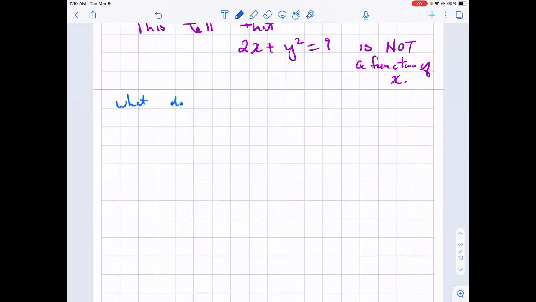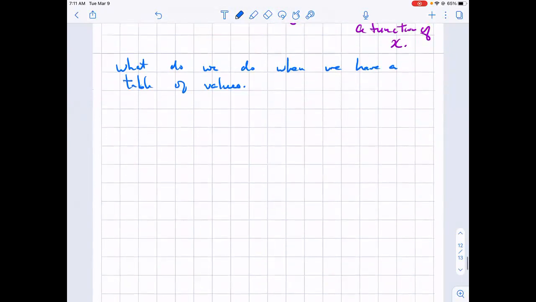What do we do when we have a table of values? So you'll notice that when we have a table of values, if it's a function of x, we look for repeated x values. Okay, we look for repeated x values. So let's look at that.